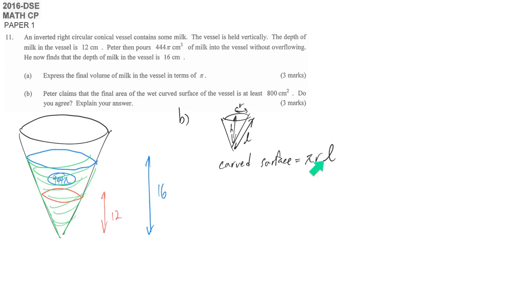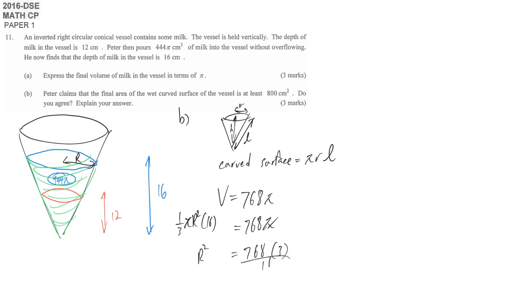So our target is to find out what R of the total milk surface is and what the slant height is. So assume that we use the first method in part A, so we don't know what R is here yet. We let it be R. That's why the volume, already proved to be 768 pi, is equal to 1 over 3 pi R squared times the height, which we know is 16. Then we try to solve this one. R squared is equal to 144, so R is equal to 12. We know that the base radius is 12.